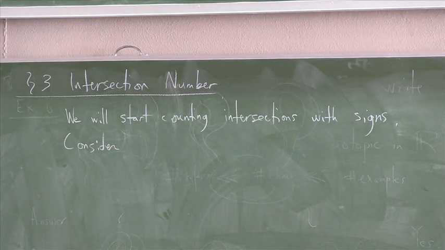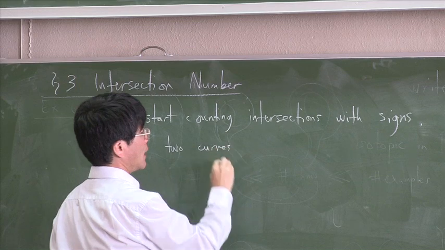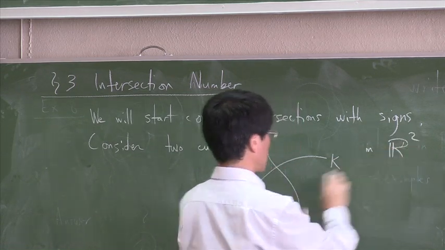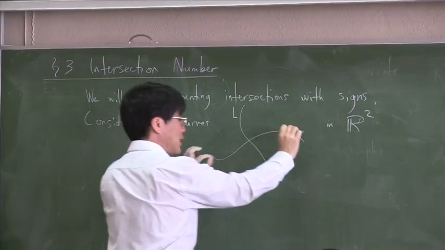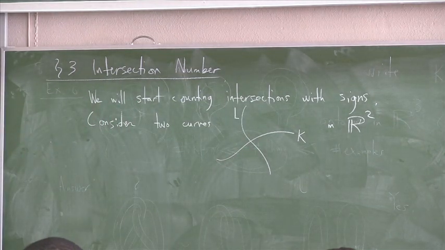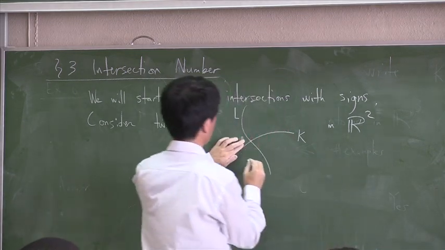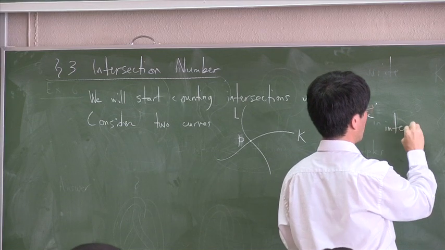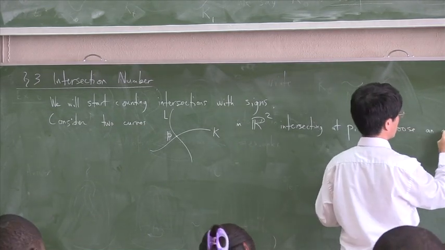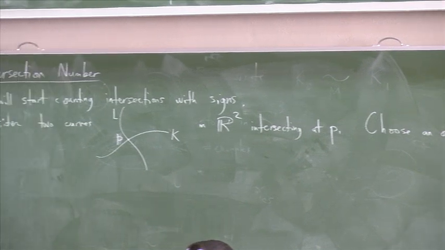Consider two curves inside, let's say, the plane. Let's say that these curves look like this, K and L, in R2. So think of the blackboard as R2, and there are two curves like this. And these curves keep going, but let's not worry about where they go. Let's focus on what happens under this microscope, intersecting at, let's call this point P. Choose also an orientation for the ambient R2.